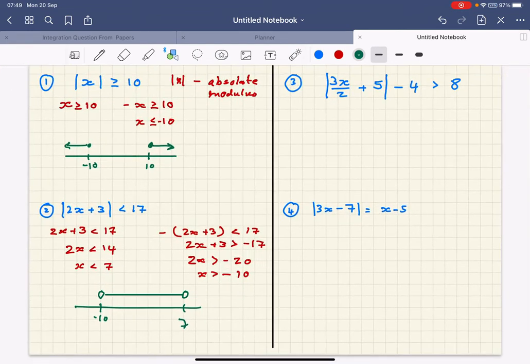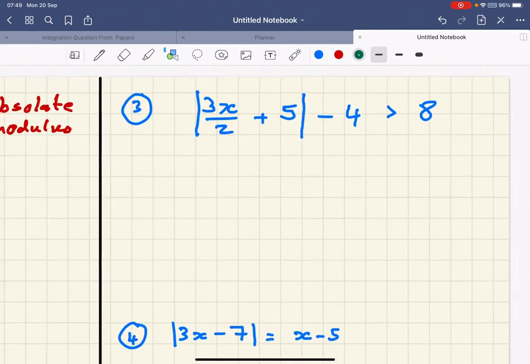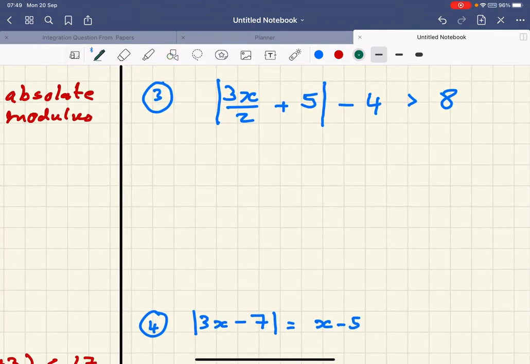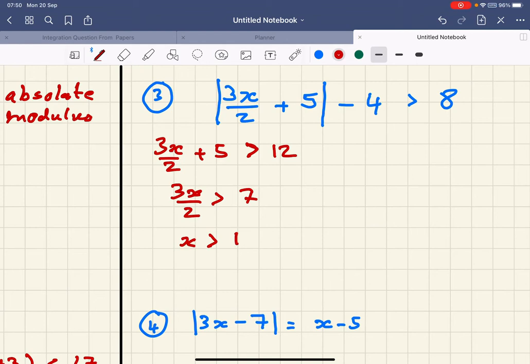Let's keep going. Let's do another example. This one here. Okay, so the first thing we need to do is add that 4 to both sides. So it's 3x divided by 2 plus 5 is greater than 12. Now we're going to take that 5 from both sides to give me 7. I'm going to times both sides by 2 and then divide by 3. So that gives me 14 over 3. Now that's fine. I can just leave it like that.